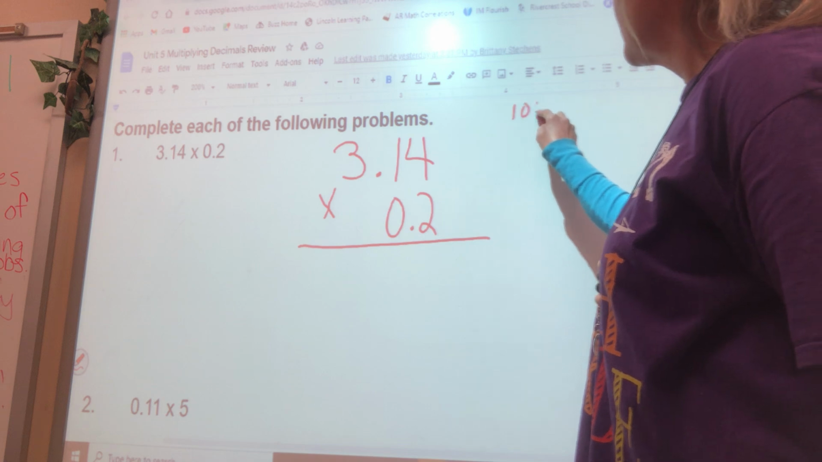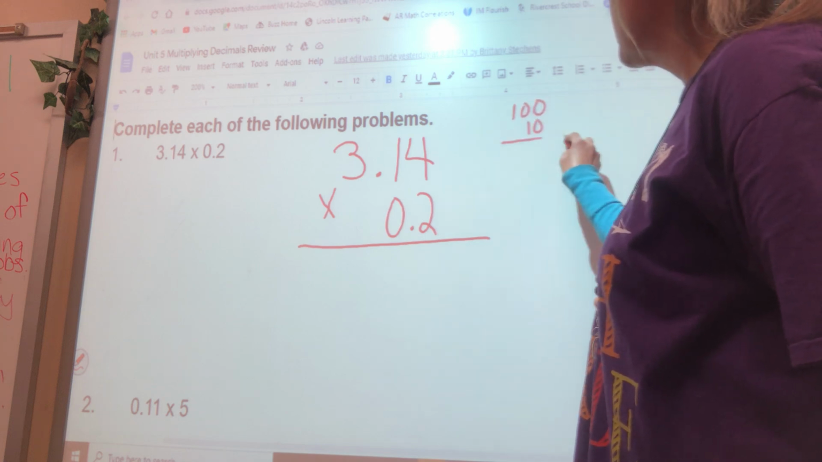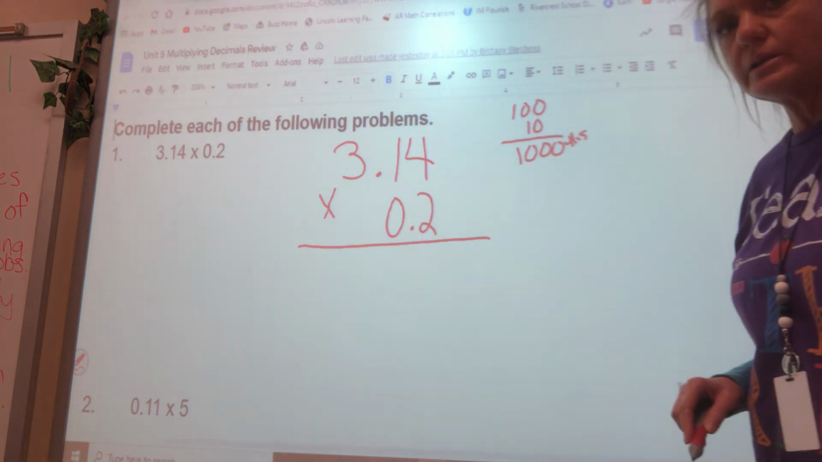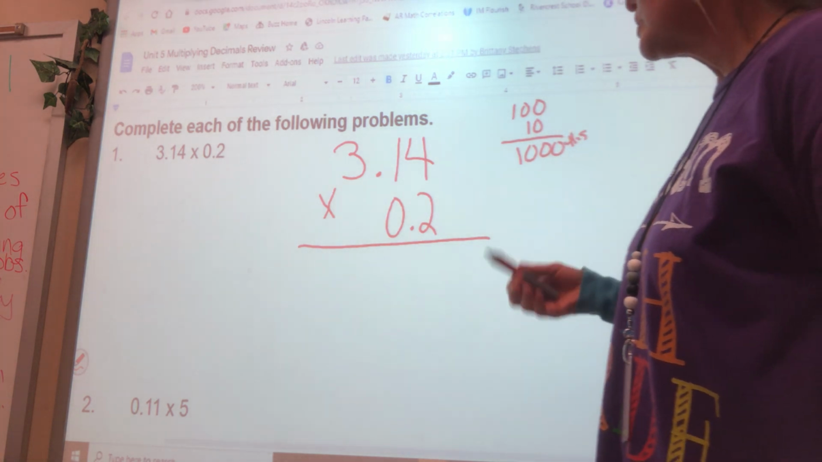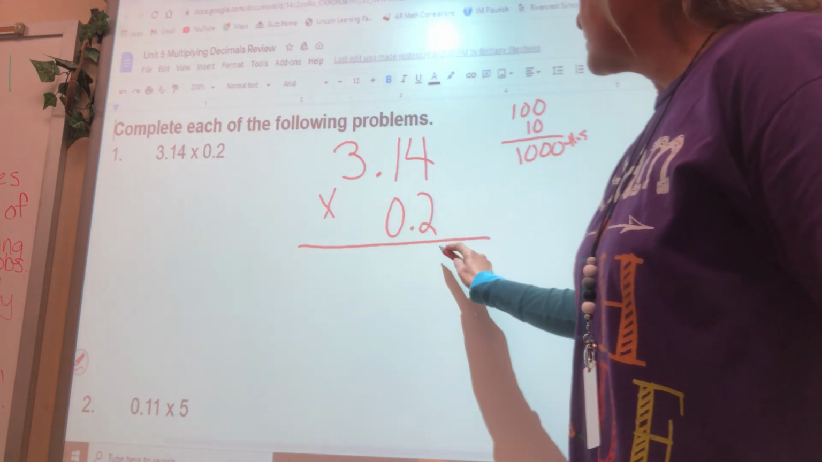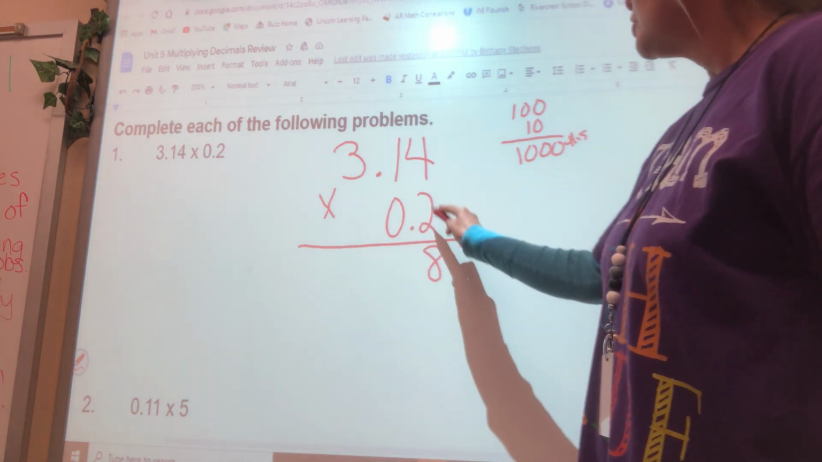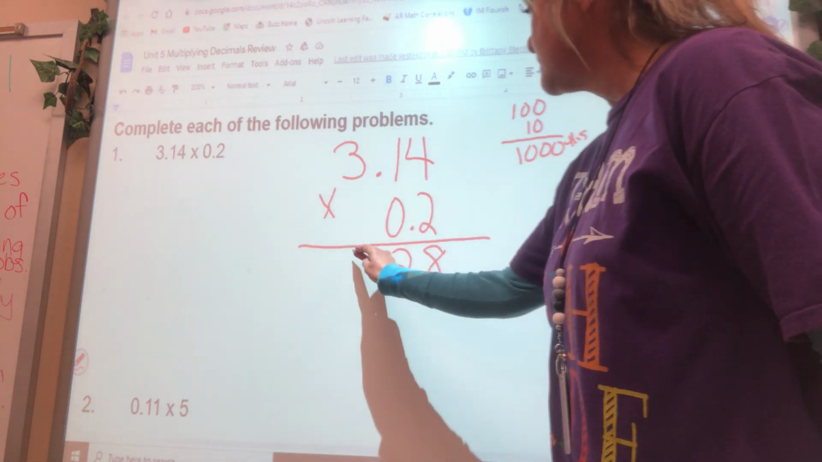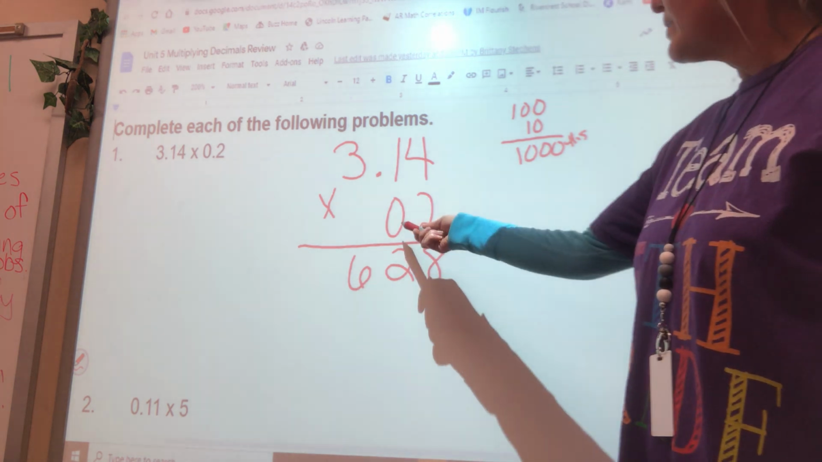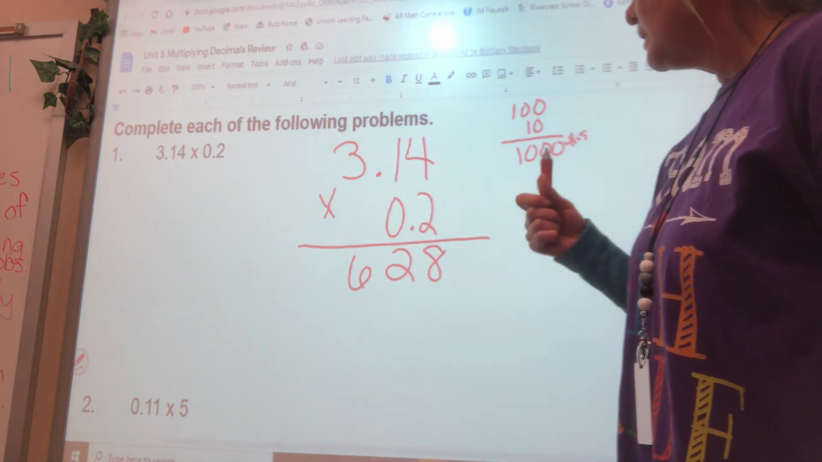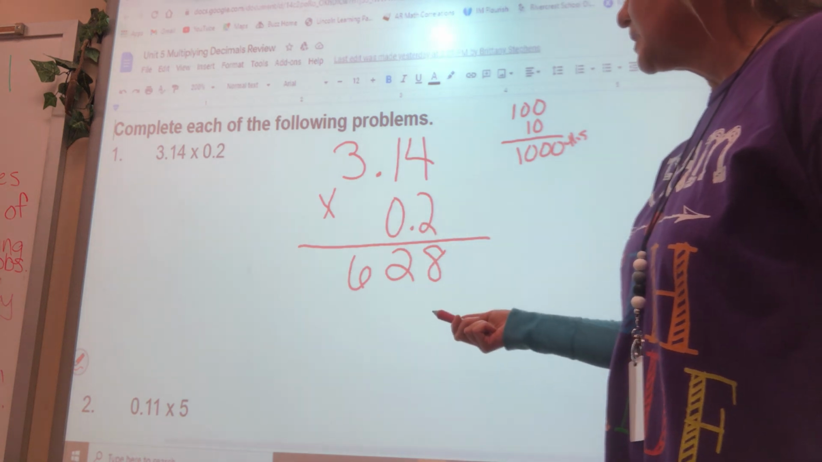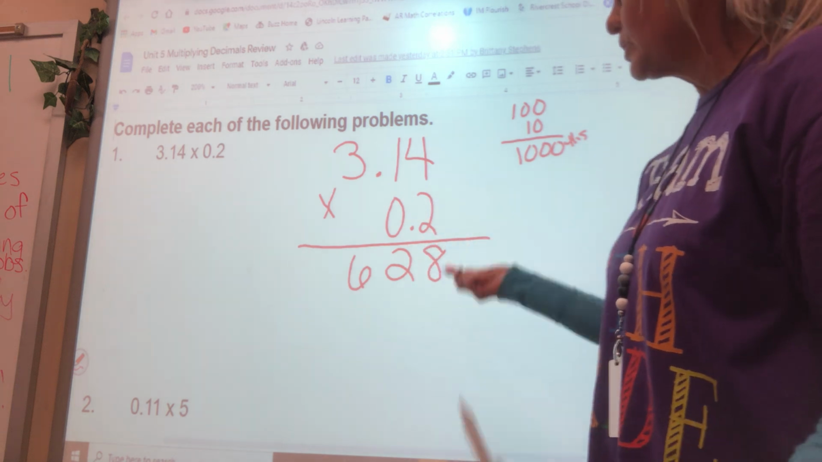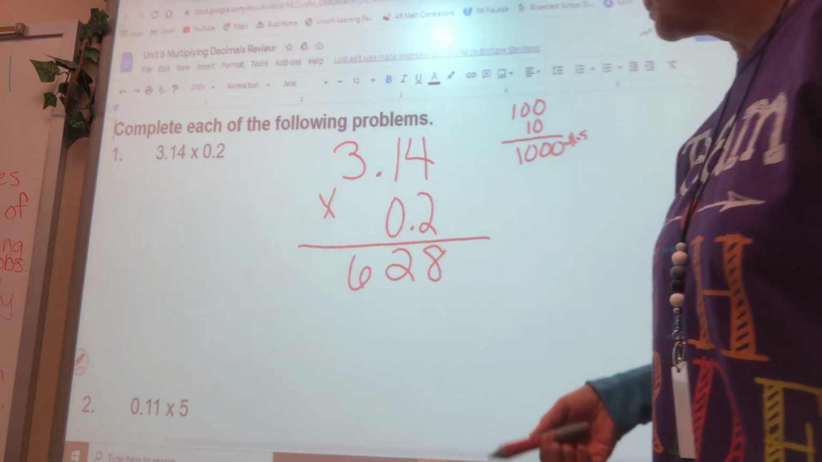If we're multiplying hundredths and tenths, we know that our answer is going to be thousandths, but we're not going to worry about that till we get to the end. So we would just multiply as usual. 2 times 4 is 8. 2 times 1 is 2. 2 times 3 is 6. And if I have a 0 right here, 0 times everything would just be another line of zeros, so this answer wouldn't change. So we don't have to do that one, but if it helps you, you can.